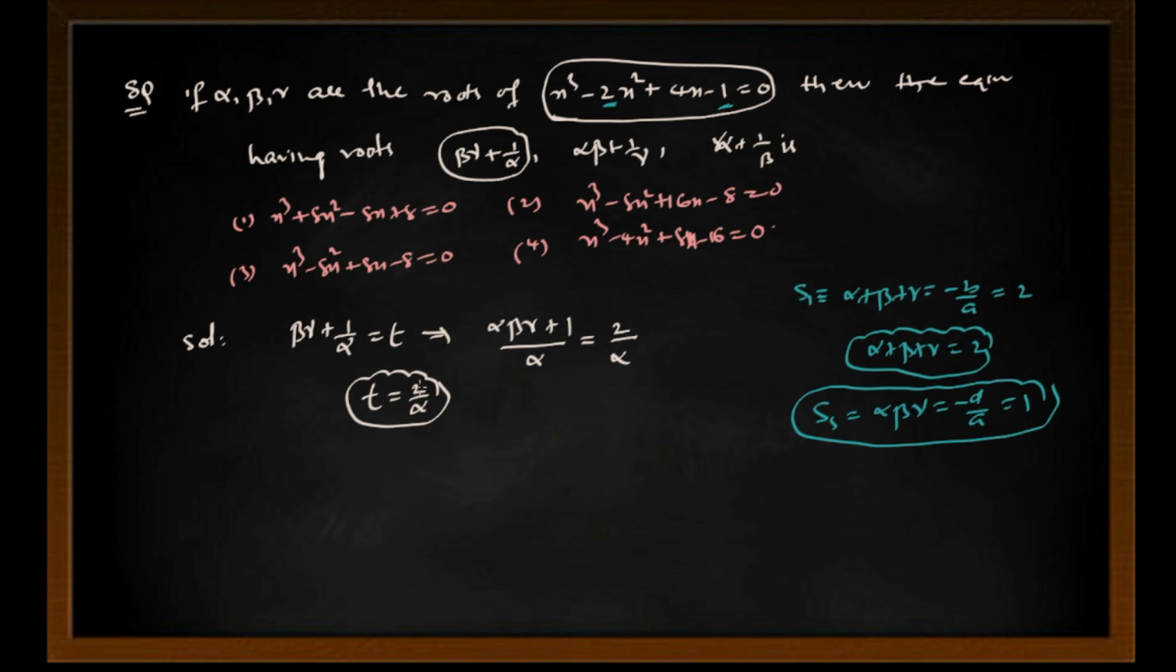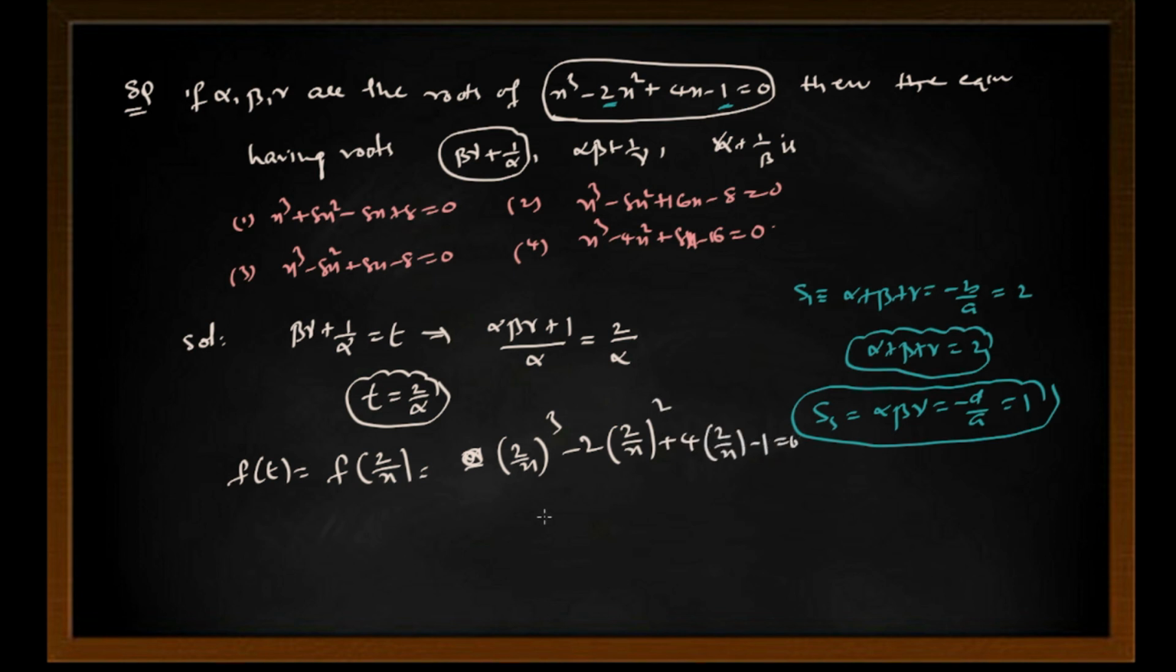But in the place of t, we have to write 2 by x. So f of t, that is f of 2 by alpha, means one of the roots of this equation. So (2 by x) whole cube minus 2 times (2 by x) whole square plus 4 times of 2 by x minus 1 equals to 0. So 8 by x cube minus 2 into 2 square, that is 4 by x square, plus 4 into 2, that is 8 by x, minus 1 equals to 0.